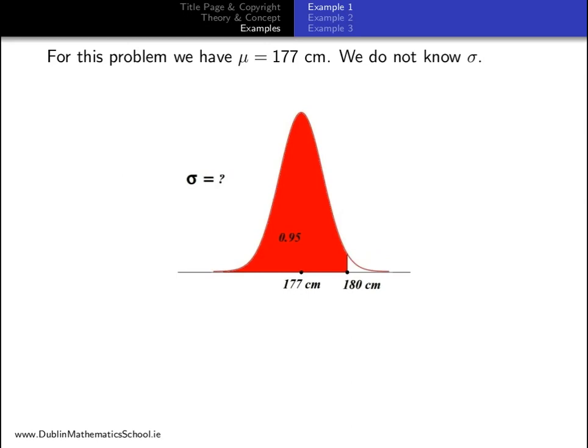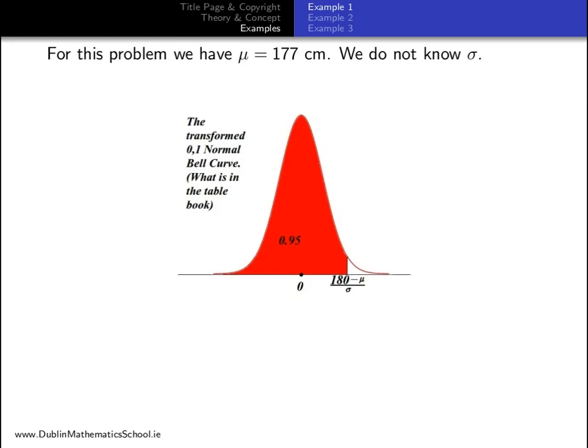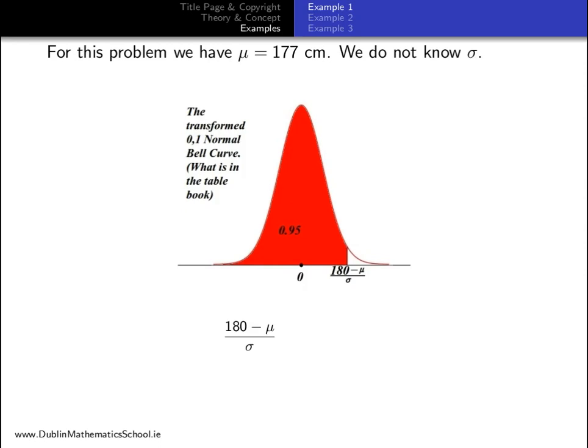Now we transform our graph. As you'll notice, the mean has been transformed to 0, and the standard deviation, whatever it was, is transformed to 1. This always happens when we apply the z transformation. Our point 180 is also transformed. The way we transform is subtract away the mu and divide by the standard deviation, sigma. This is our z point, 180 minus mu over sigma.